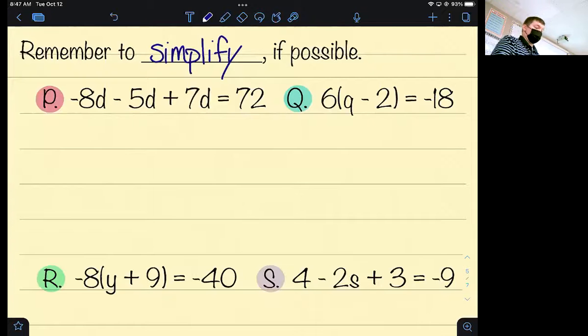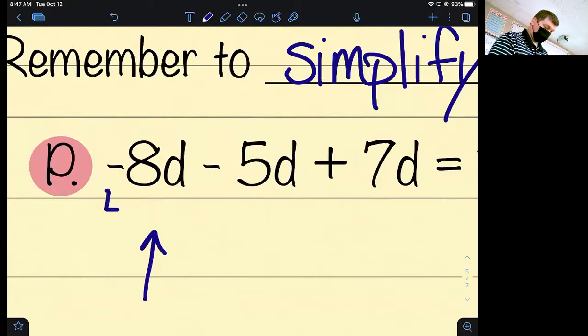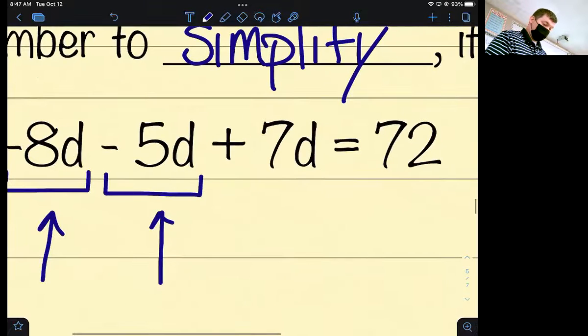-8d minus 5d plus 7d equals 72. That's a lot of d terms on the left side. All of those d terms are like terms and can be combined. Maddie Cheeseman, what is this term? Okay, so I have to include the negative as part of that term, right? Maddie, what's the second term? -5d. And what's the last term?